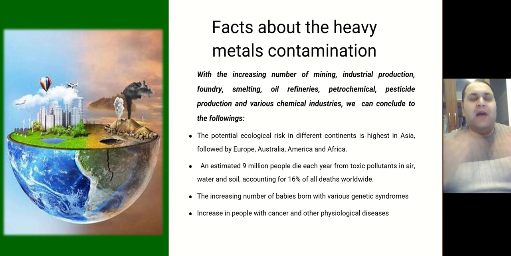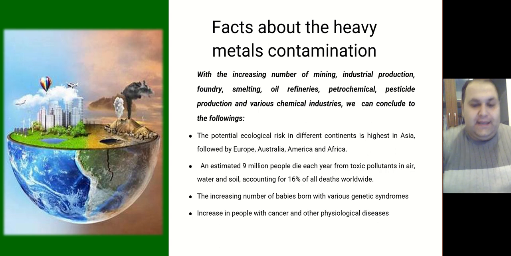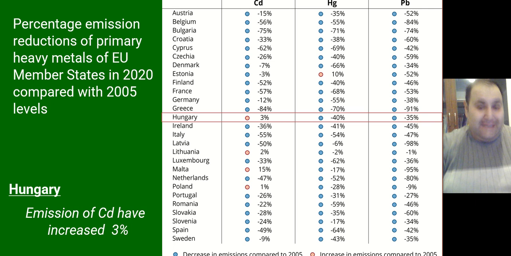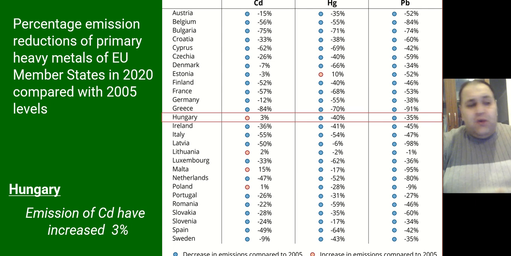An estimated 9 million people die each year from toxic pollutants in air, water, and soil, which is 16% of all deaths worldwide. There is also an increasing number of babies born with various genetic syndromes, and an increase in people with cancer and other physiological diseases. As we already concluded, heavy metals accumulate in ecosystems and damage human health.